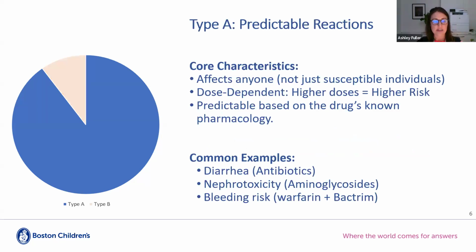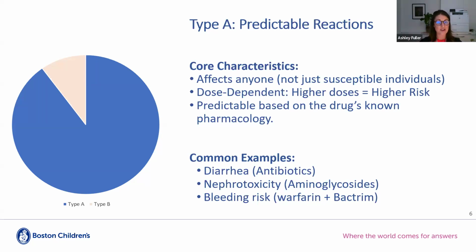So type A reactions have these central characteristics. The first is that these types of reactions can affect anyone, not just individuals who are perhaps at increased or more susceptible risk for those reactions. Type A reactions are also dose dependent, so they are more likely to occur and more likely to be severe at higher doses of the medication. They're largely based on how the medication works in the body. So, some common examples of type A reactions are that jittery sensation you get when using albuterol, which is just a known effect of the medication working in the body. Another example, very common and relevant for tonight's topic, is experiencing diarrhea while you're taking an antibiotic, right?